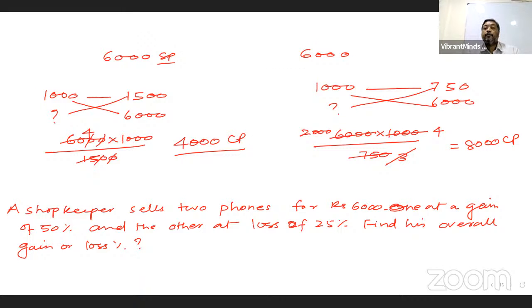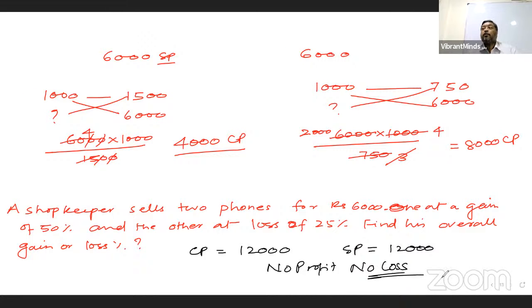Here we are seeing combined cost price is 12,000 and total selling price is also 12,000. What we are getting here is no profit, no loss. Is it clear, everyone? Is it clear?